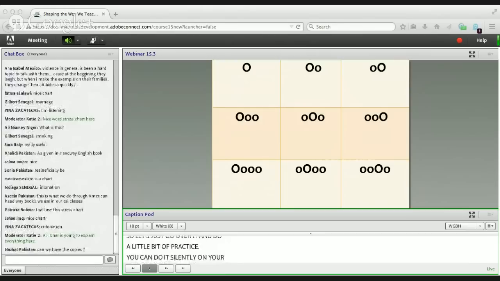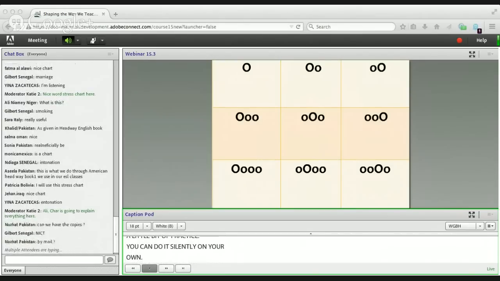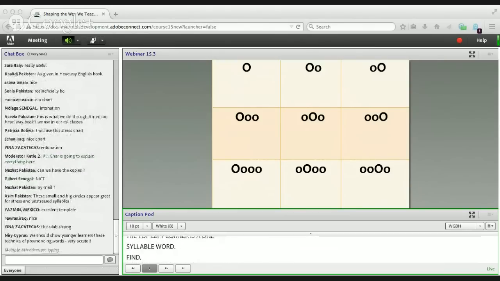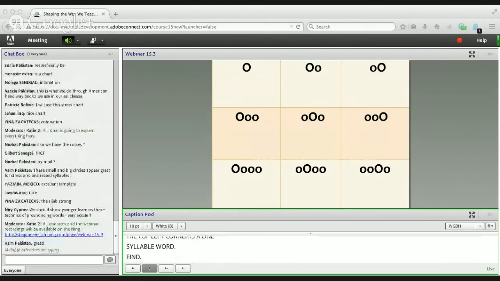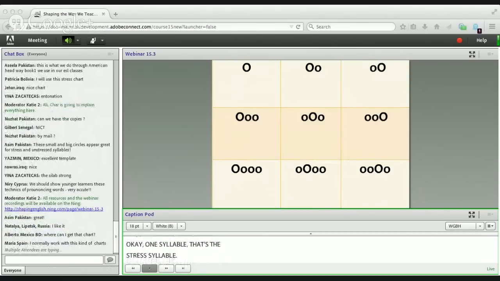So the top left corner is a 1-syllable word. So find, see, play, write, read, draw, okay? One syllable, that's the stress syllable. No controversy there. Let's move on to the top row, the first, the middle and the last one. So the middle and the top right.